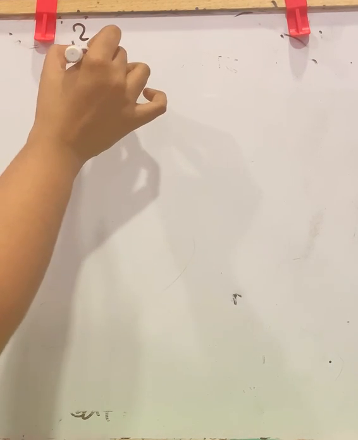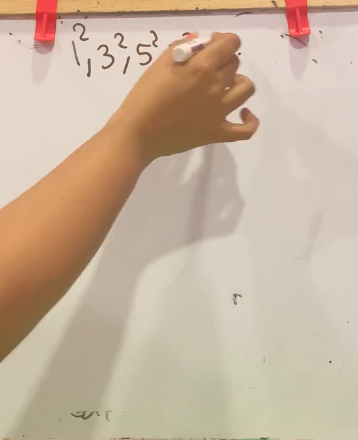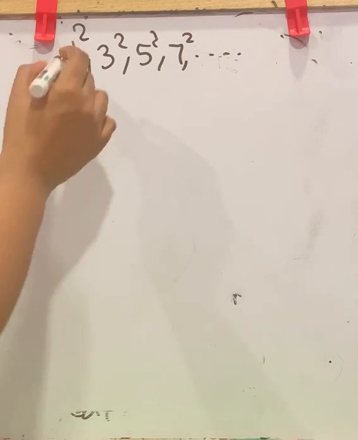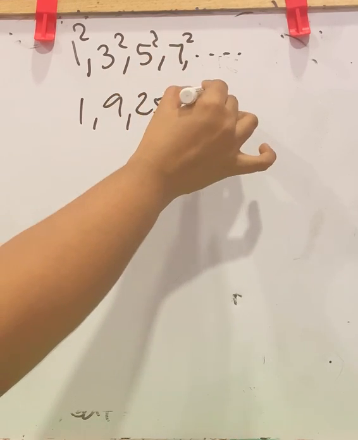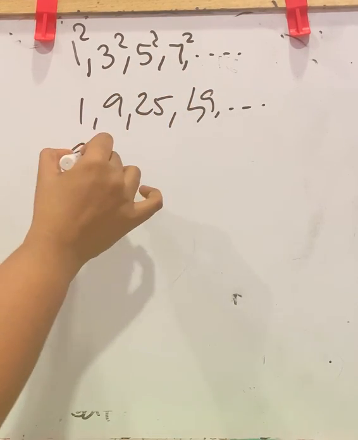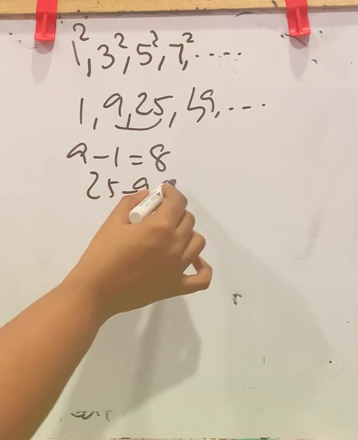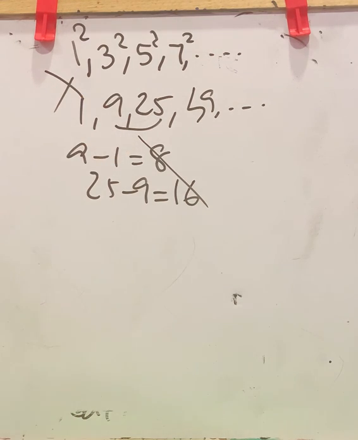Next, 1 square, 3 square, 5 square, 7 square, etc. Here first we want to find the square numbers. 1 square is 1, 3 square is 9, 5 square is 25, 7 square is 49. Now subtract: 9 minus 1, 8. 25 minus 9 is 16. These are not equal. So it is not an AP.